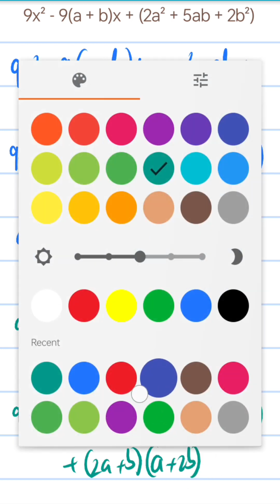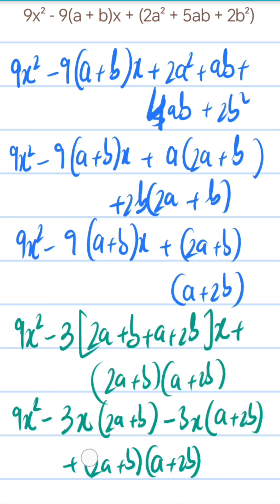Now please see, this is the first term and this is the second term. In the first and second terms you can see they both have a common 3x. 9 and 3 are both divisible by 3, and here you can see x, here you can see x. So 3x can be taken as common from the first two terms.